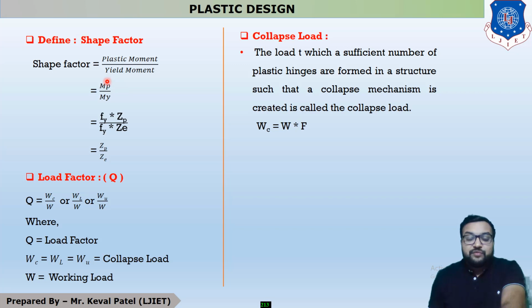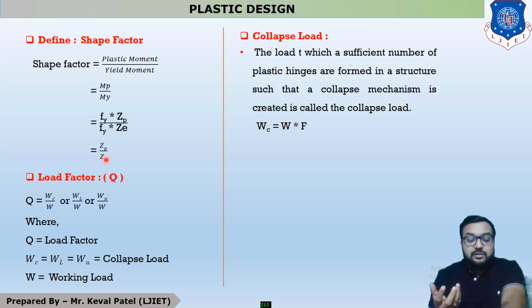Now, what is the equation of MP? The equation of MP is already derived in the last slide, and it is Fy into Zp. And similarly, for My, it is Fy into Ze, not Zy over here. Okay. So, Fy is cut, and your equation of shape factor. So, shape factor is denoted by capital S, and it is Zp upon Ze. So this is your first definition.